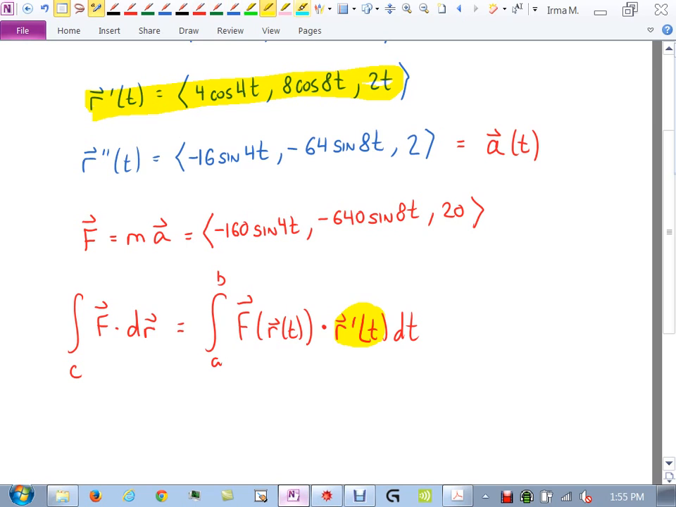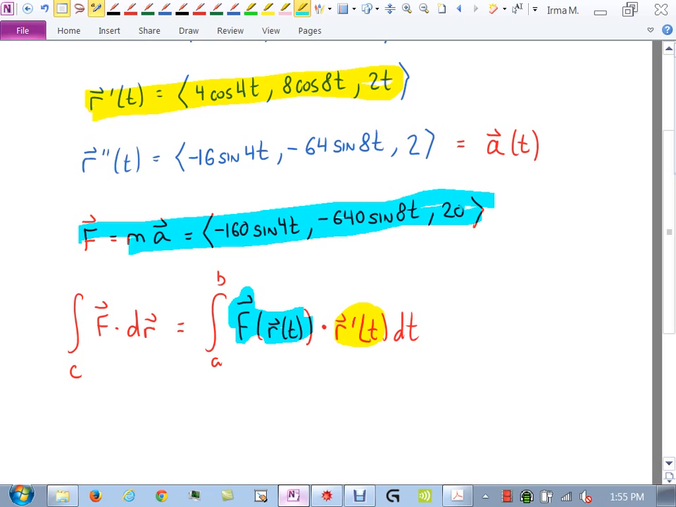What is our vector function evaluated at R of t? That's this, isn't it? We don't have to plug anything in because the capital F is using t already. The capital F doesn't have x's and y's, and we didn't have to parameterize those x's and y's. So all we have to do is dot those two together.